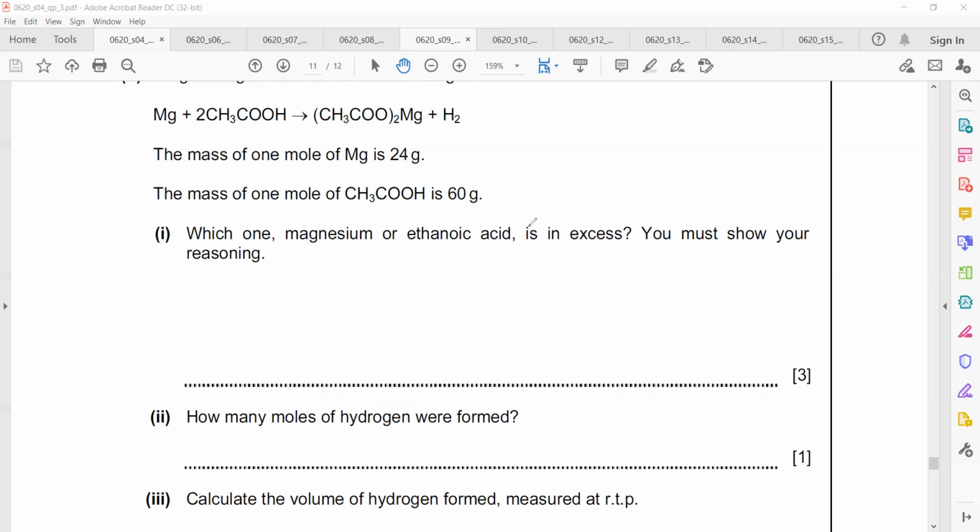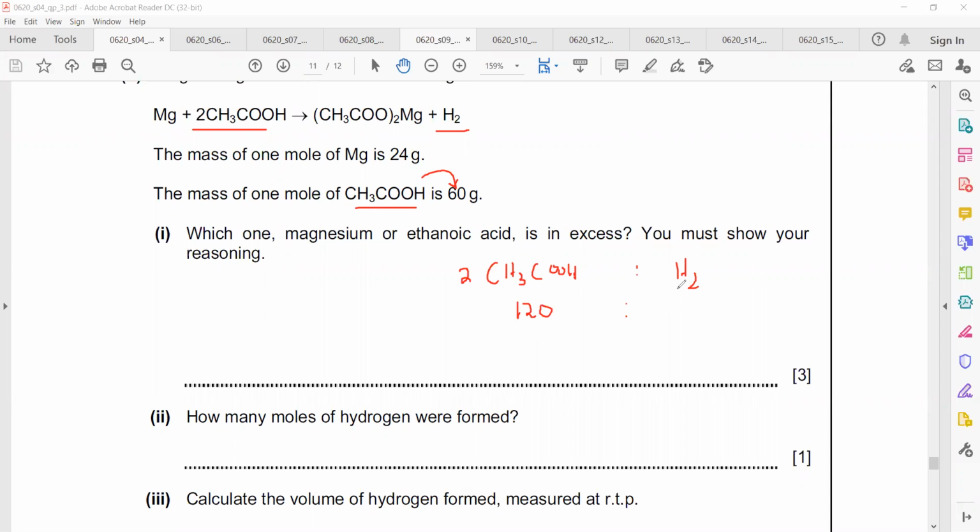So what you can do, you have to use a ratio. First we'll take, because the mass is given, the ratio of the mass. Ratio of mass of ethanoic acid and hydrogen. According to the equation, 2 molecules of ethanoic acid gives 1 molecule of hydrogen. What is the total mass of 2 molecules of ethanoic acid? 1 molecule is 60, so 2 molecules will be 120.